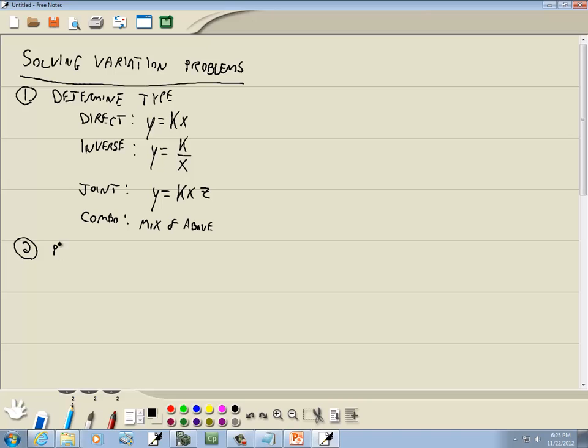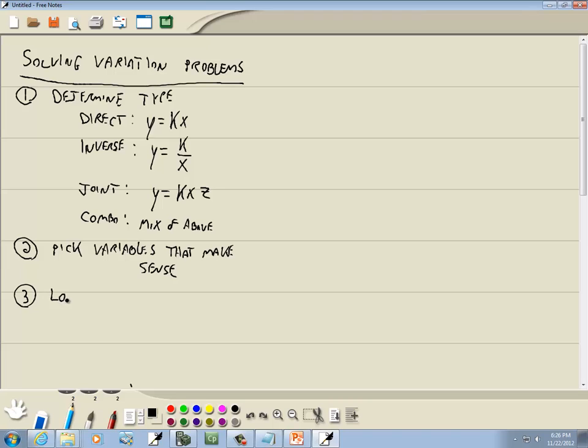Step 2. Pick variables that make sense. Usually x's and y's don't make sense. P for profit, C for cost. Pick variables that will click with you.